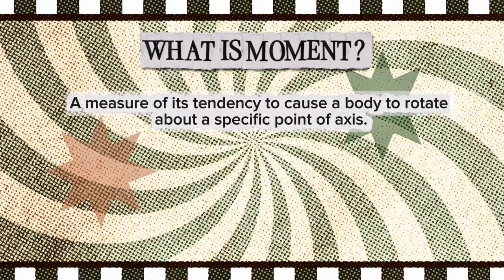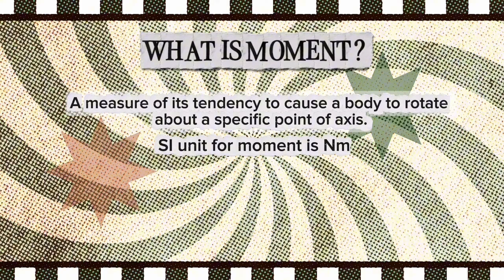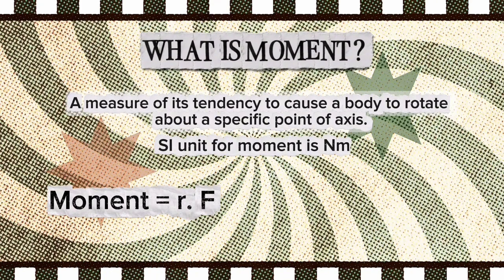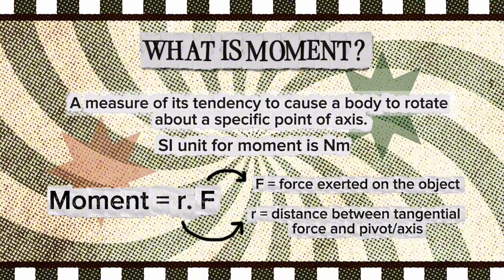The moment of force is a measure of its tendency to cause a body to rotate about a specific point or axis. The SI unit for moment is Newton meter. The formula for moment is equal to R times F. F is the force exerted on the object, while R is the distance between the tangential force and the pivot or axis.